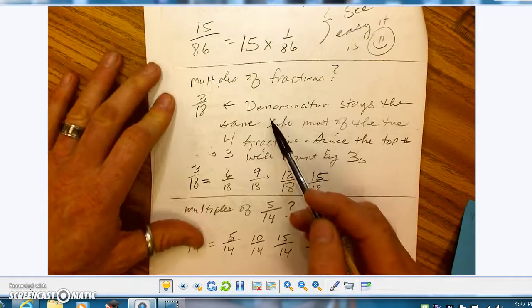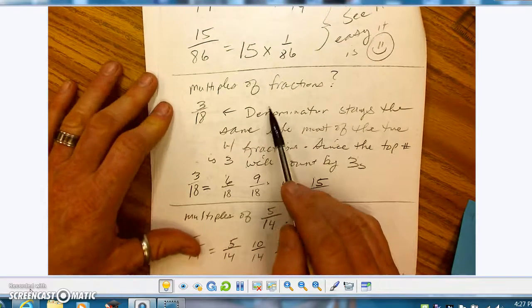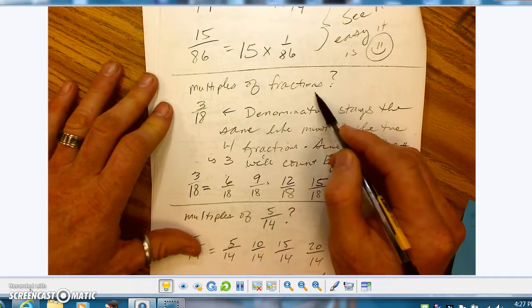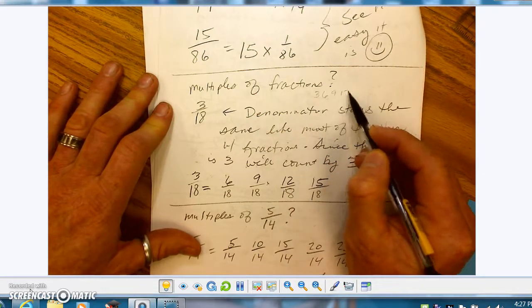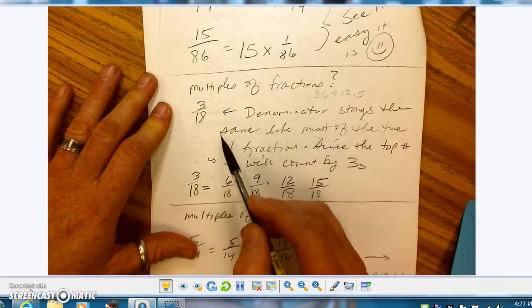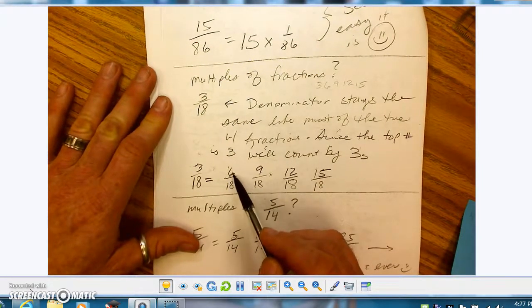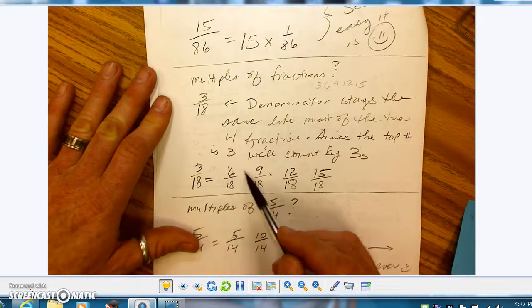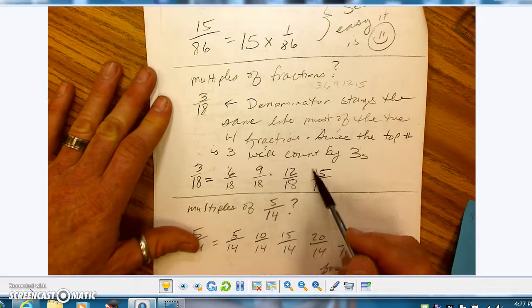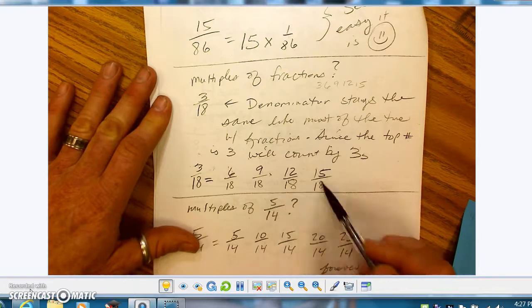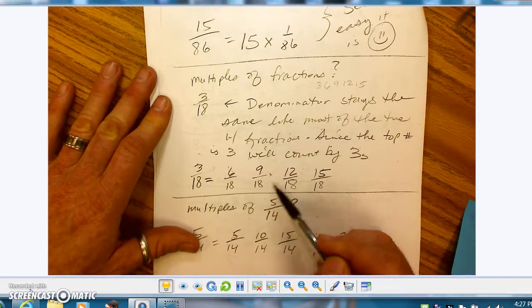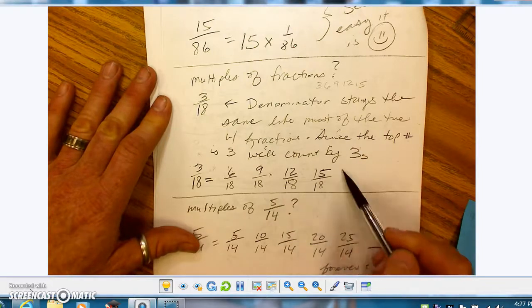Okay, multiples of fractions. It's the same as multiples of, what are multiples of 3? 3, 6, 9, 12, 15. You get the idea, right? Same thing here. You're just going to leave the denominator the same. So you're going to go multiples of 3/18: 6, 9, 12, 15. See that? And then over the 18. So 6/18, 9/18, 12/18, 15/18. What would be next?